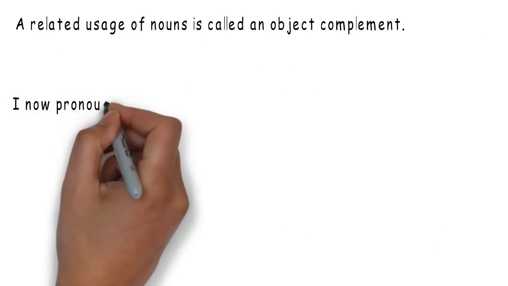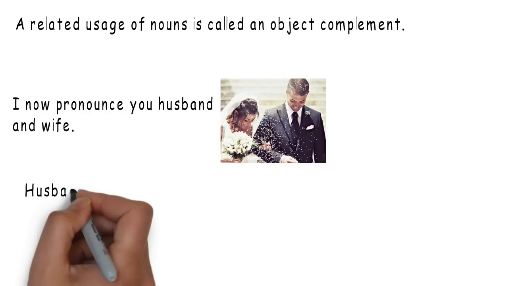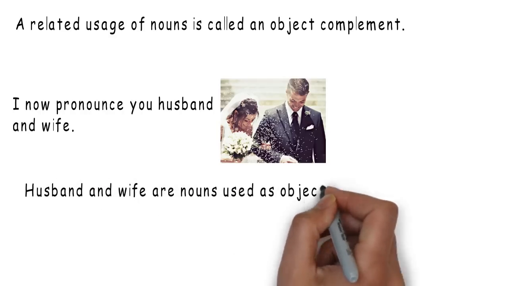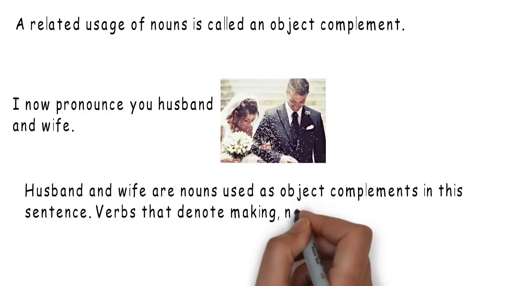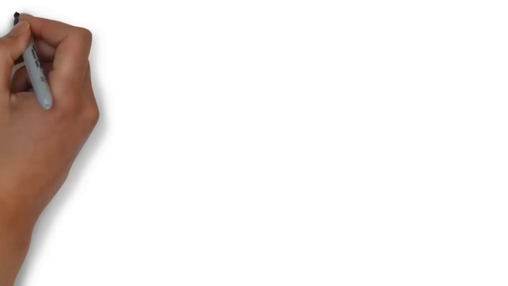A related usage of nouns is called an object complement. I now pronounce you husband and wife. Husband and wife are nouns used as object complements in this sentence. Verbs that denote making, naming, or creating are often followed by object complements.